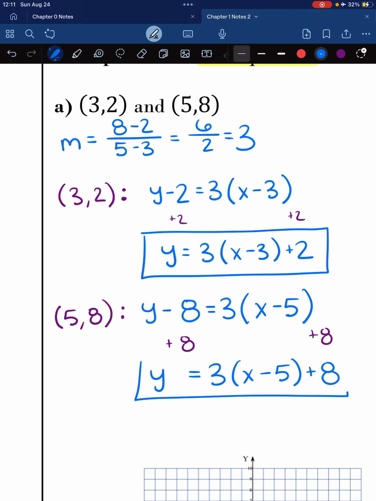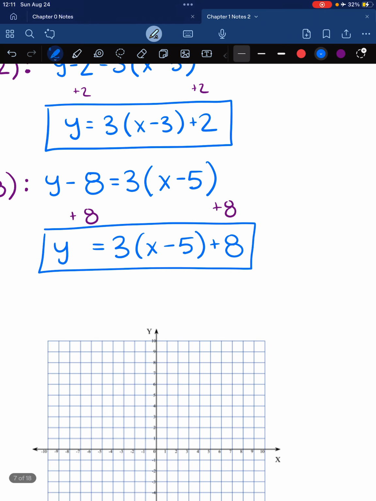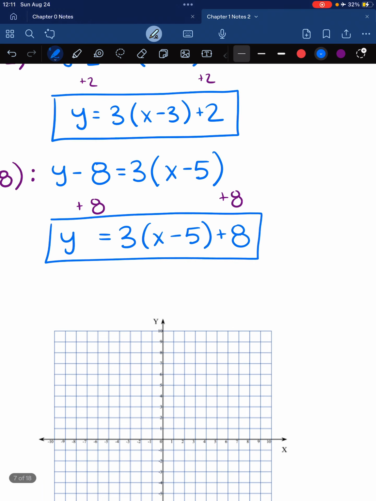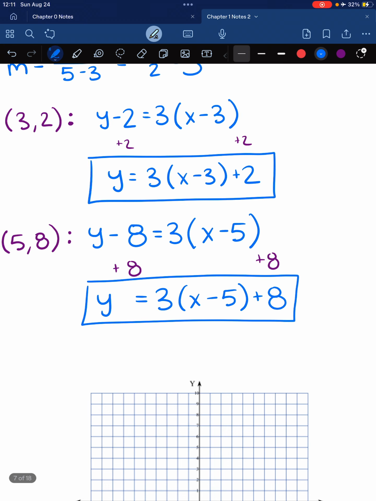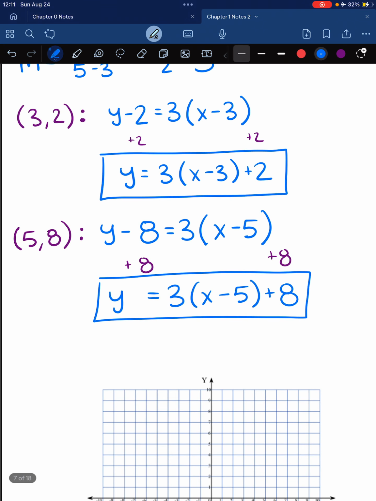And if you graph both of these in your calculator, you're going to end up with 2 lines that are right on top of each other. They're actually the same exact line. And that's how we know that even though it looks a little bit different, they actually are the same exact graph. Another way that you could prove that is by distributing the slope to rewrite these both in slope-intercept form, and they'll have the same y-intercept.